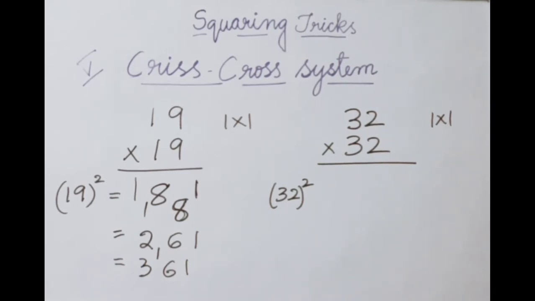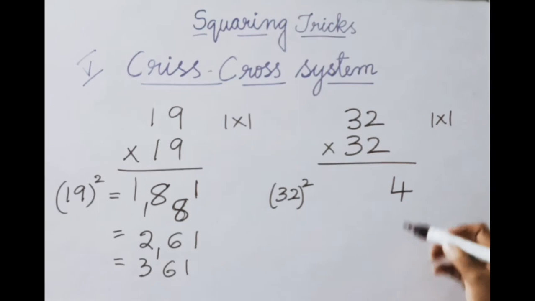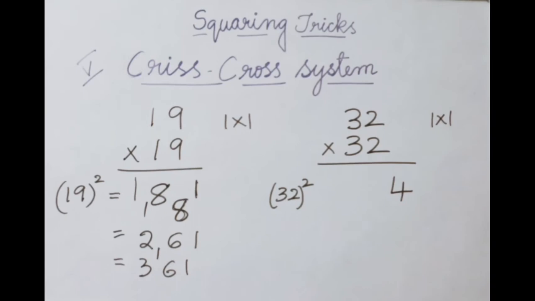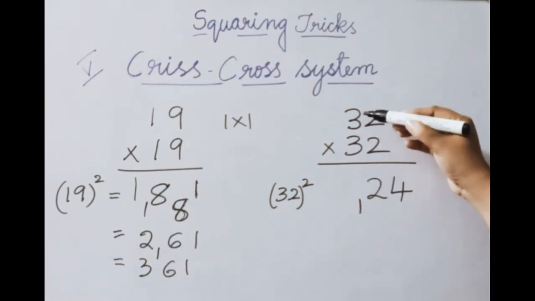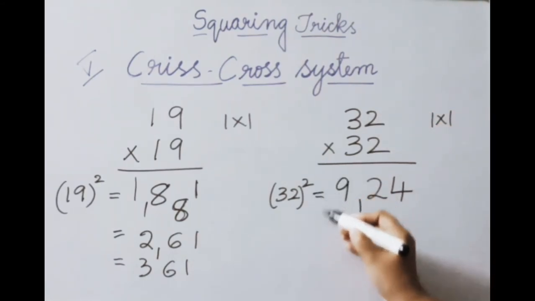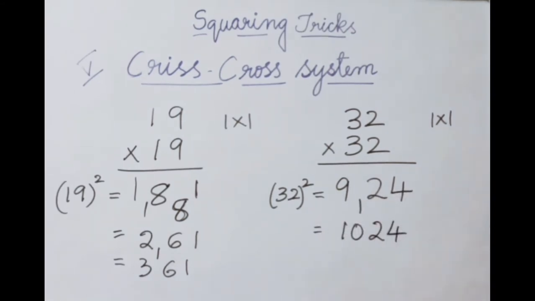See the next example, 32 square, that means 32 into 32. First what we have to do? Vertically multiply last two values. 2 into 2, 4. Now cross multiplication. 3 2s are 6. 2 3s are 6. 6 plus 6, 12. So 2 carry 1. Last multiply vertically. 3 into 3, 9. Now add the 9 plus 1, 10. Last two digits write down as it is. So 32 square answer is 1024.